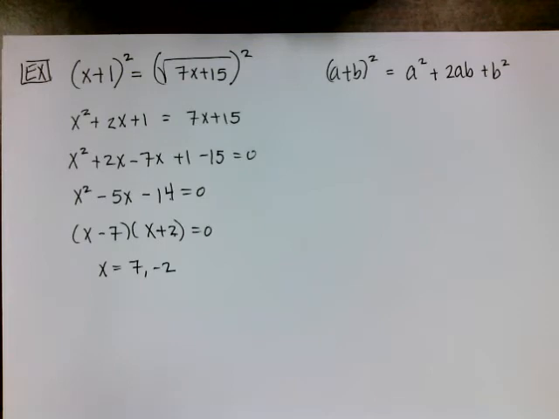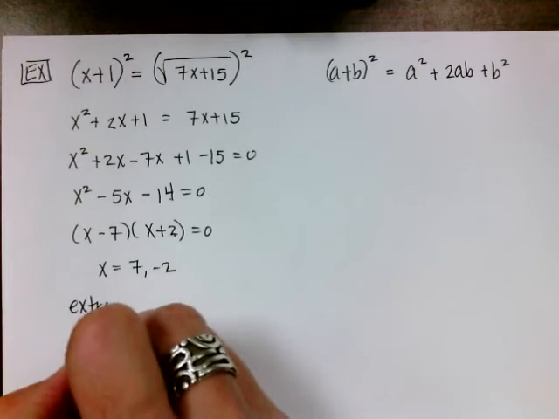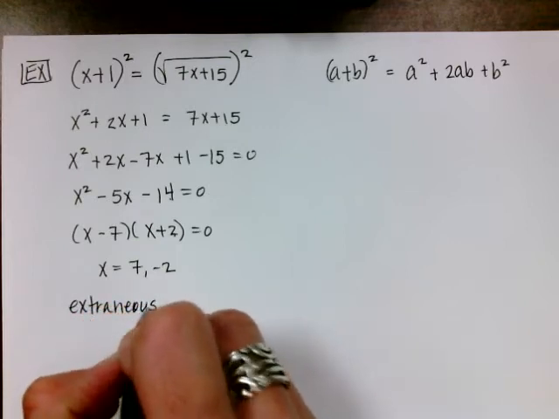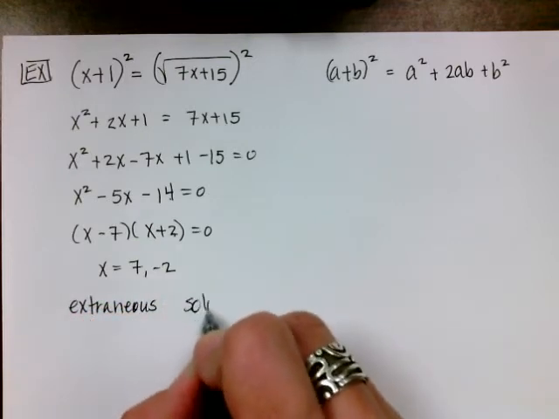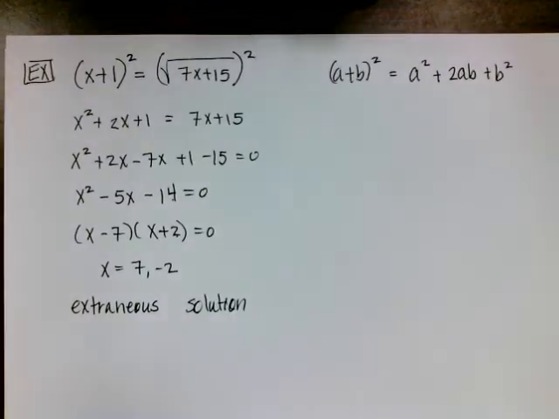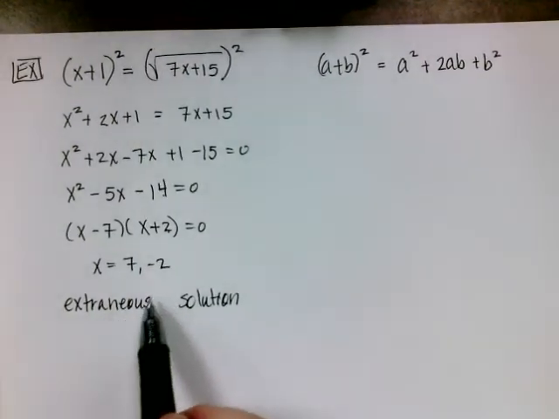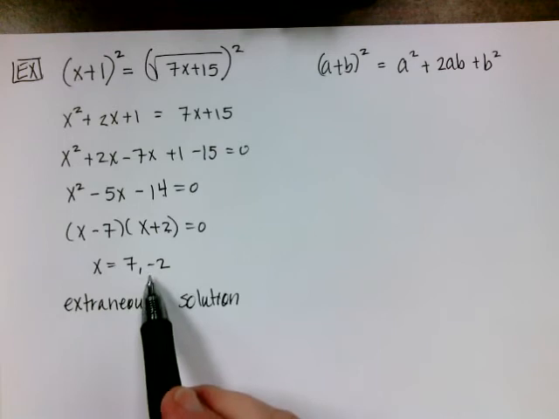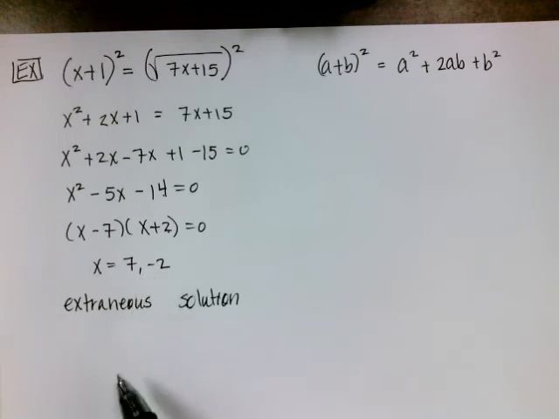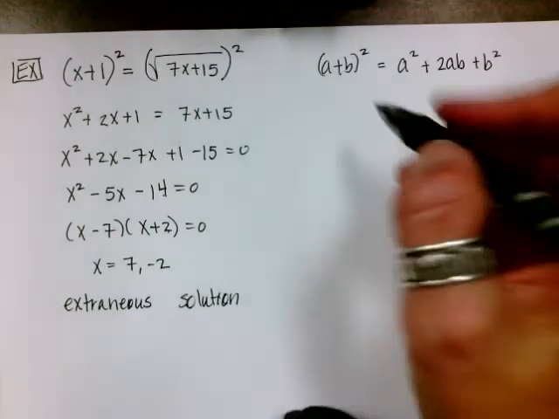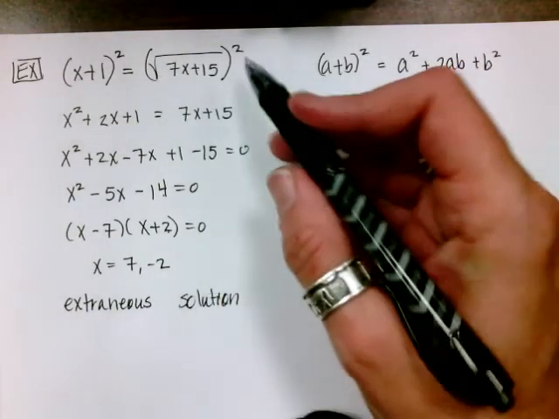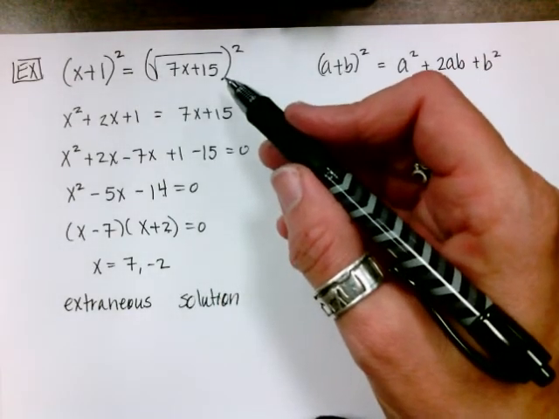But sometimes a weird thing happens when we do this math, and we might get something called an extraneous solution. Weird word. Basically, what an extraneous solution is: even though I can find 2 solutions algebraically, both of those solutions may not work, okay? So I'm going to check both of my solutions by substituting these values back into the original equation.